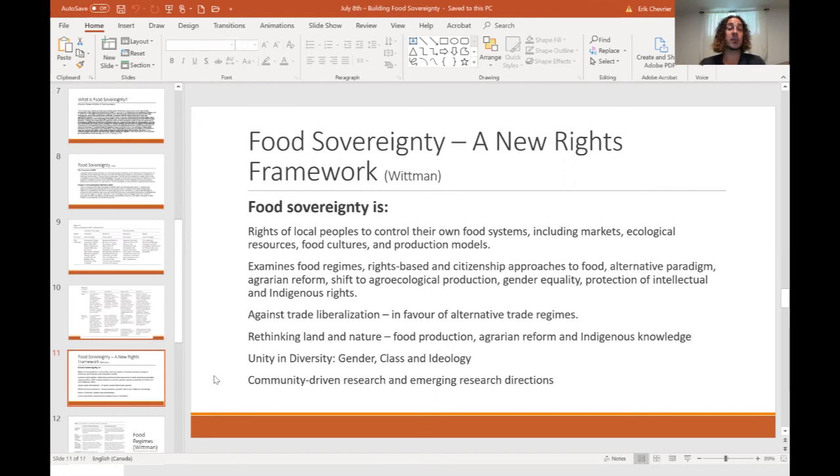And basically advocating for more community-driven research and emerging future directions in research. So not just studying food and how to improve GMO technologies, but actually looking at what communities need and how we can use communities as a starting point to understand better food systems.